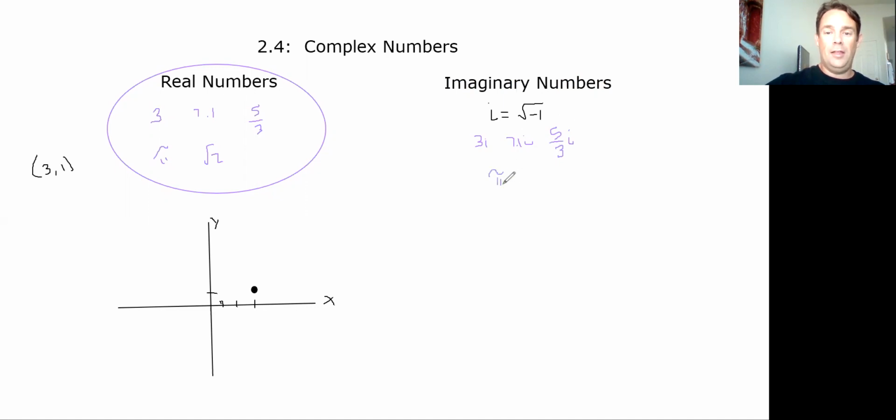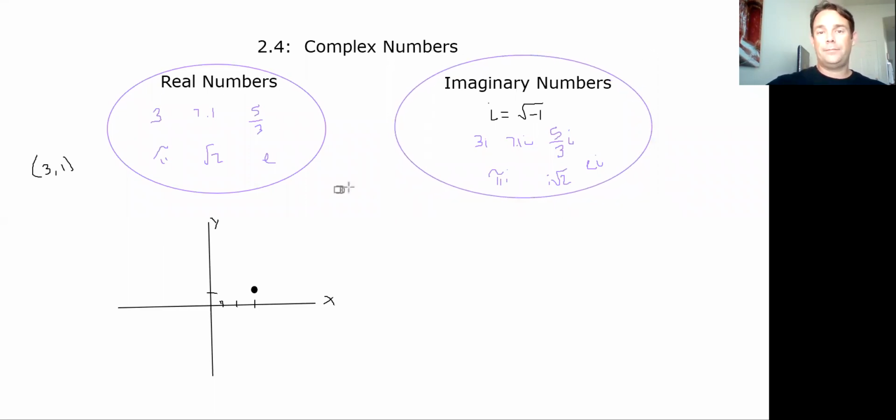So pi i, that's a fun one. i root 2. We don't want to forget the number e. So we should probably have that one in there as well. Get all our constants in there. e i. Any real number that has an i after it just became an imaginary number.